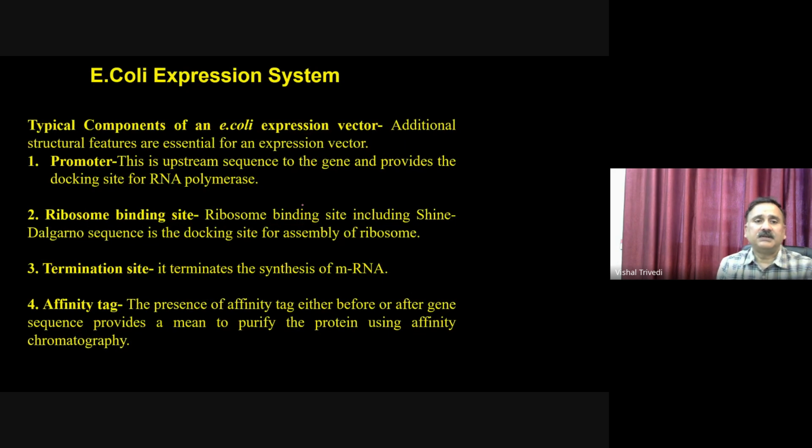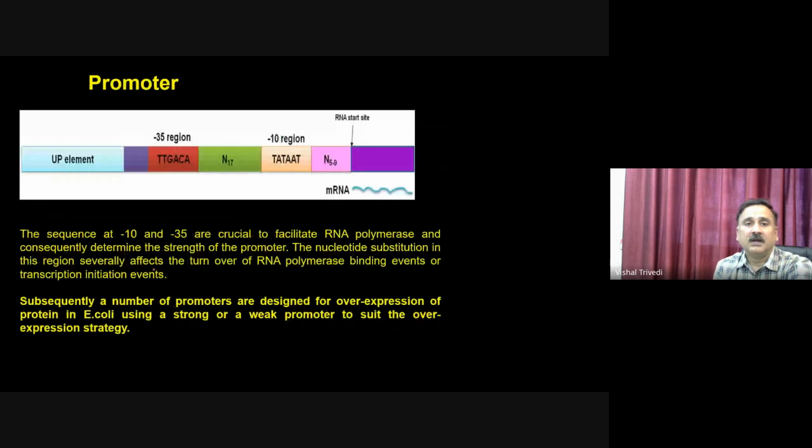So the E. coli expression system requires the promoter, the ribosome binding site, the termination site, and the affinity tags. This is what is shown here, right? You have a promoter with the -35 region and the -10 region, and depending upon the composition of the -35 and -10 regions, the promoters could be strong or weak. A strong promoter facilitates multiple rounds of RNA polymerase binding and removal, whereas a weak promoter does not facilitate RNA polymerase binding or cycles of RNA polymerase binding.